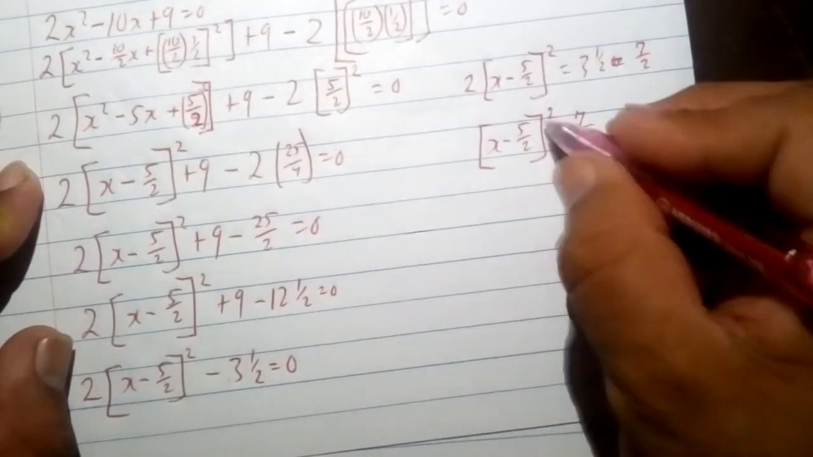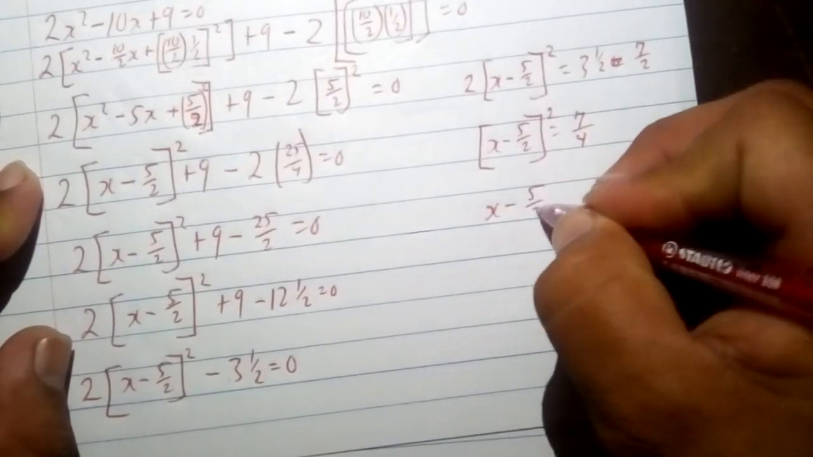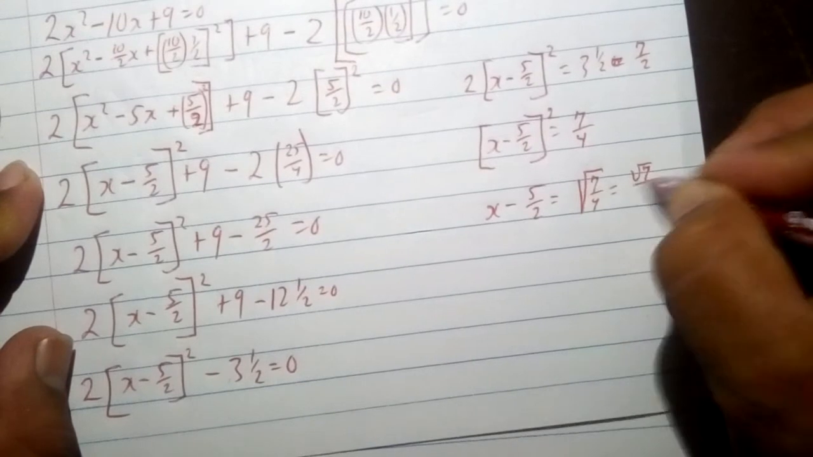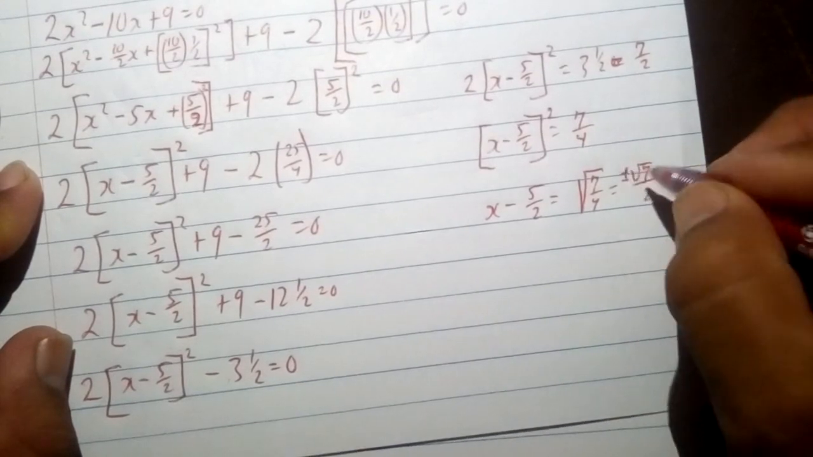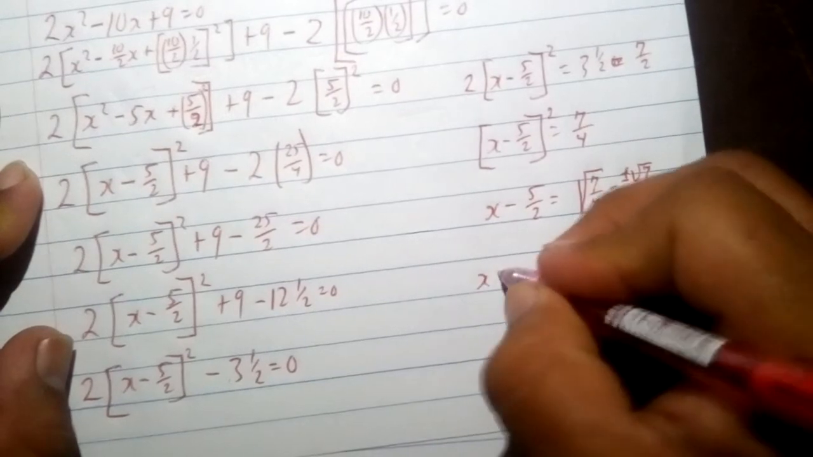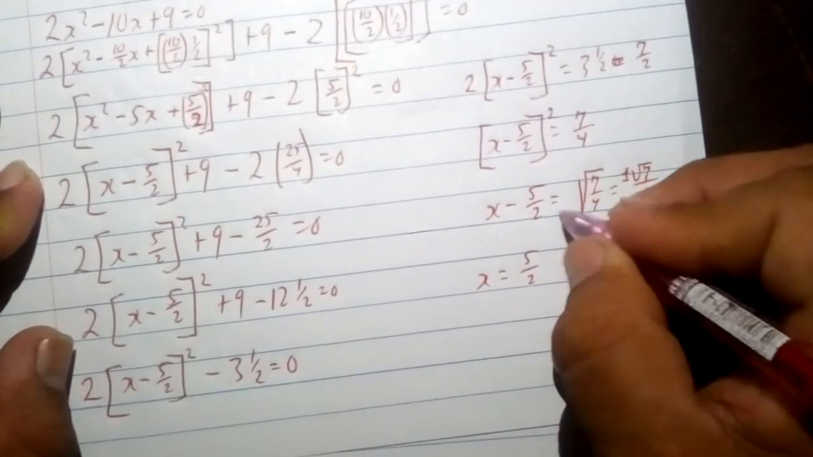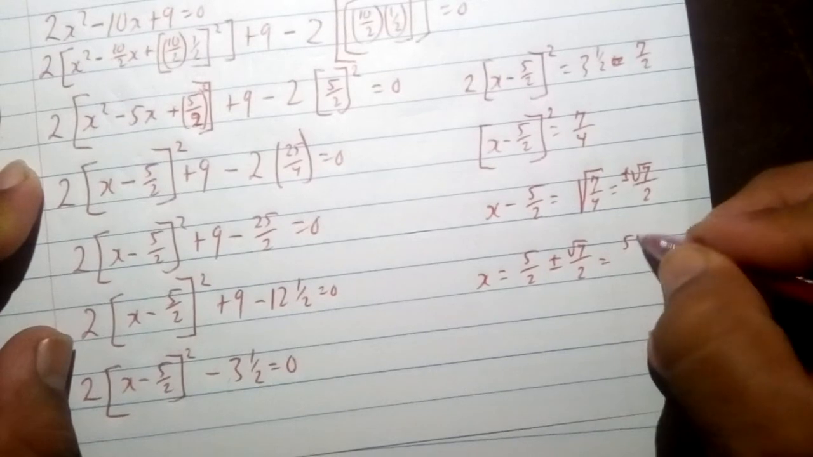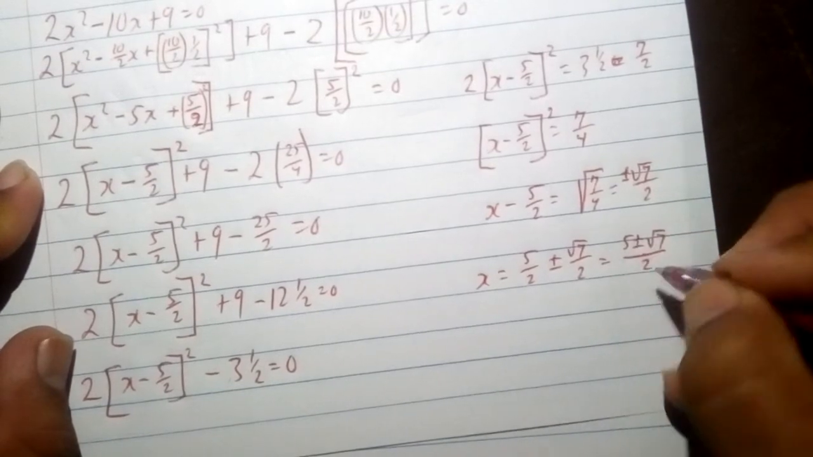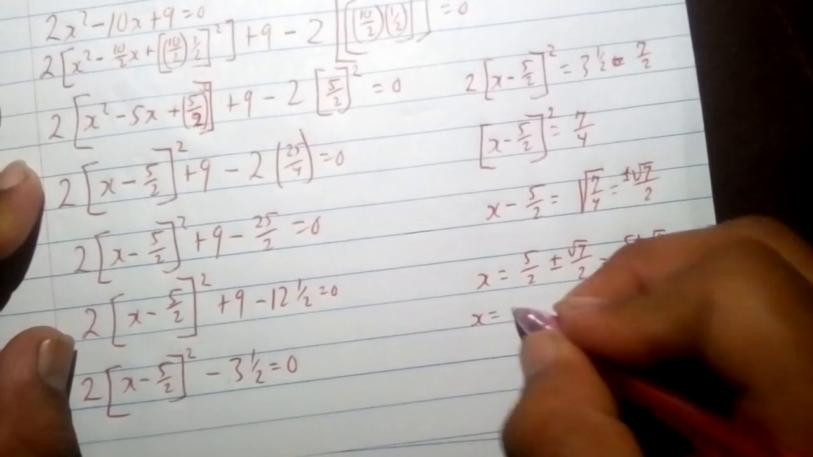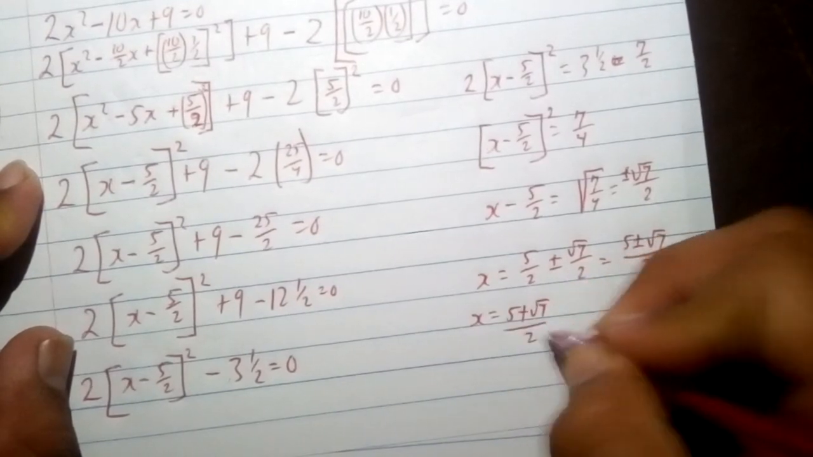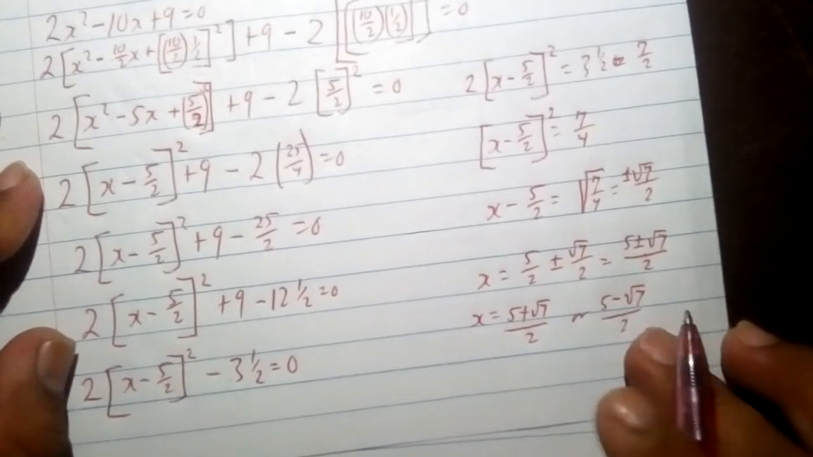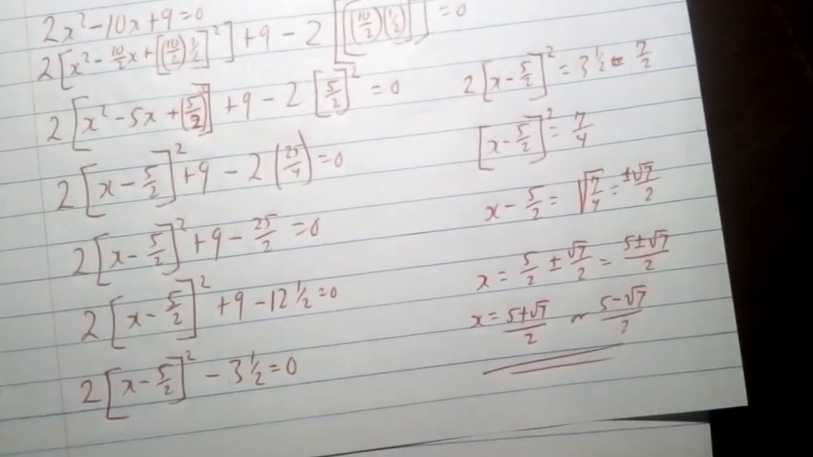So remember the square here, so we find the square root of both sides. x minus 5 over 2 equals the square root of 7 over 4, which is square root 7 over 2, but plus or minus. All right, and then x equals 5 over 2, bring this over, plus minus square root 7 over 2, which is equal to 5 plus or minus square root 7 over 2. So we have the two solutions: x could be 5 plus square root 7 over 2, or 5 minus square root 7 over 2. Okay, that is by completing the square, and so you have two solutions where x would cross the x-axis.